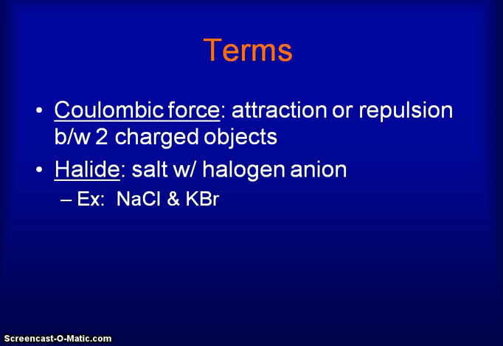Another term mentioned here are halides, and halides are just salts that have a halogen anion in them. So any ionic compound that has one of the halogens, chlorine, bromine, iodine, astatine, all of those are referred to as halides. So for instance, sodium chloride or potassium bromide, these are both halides.